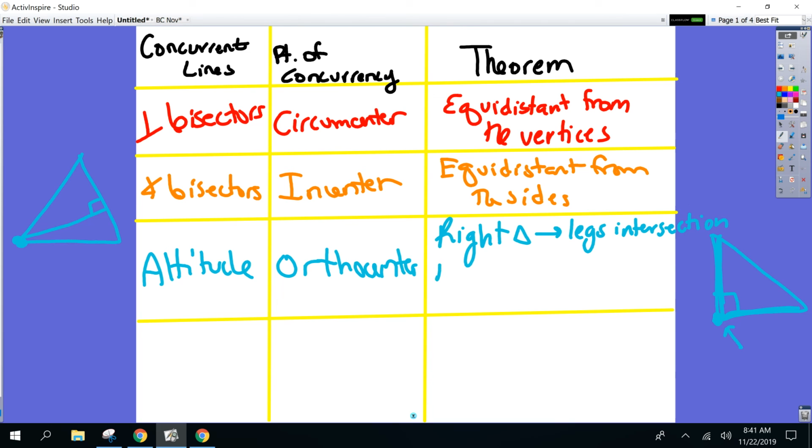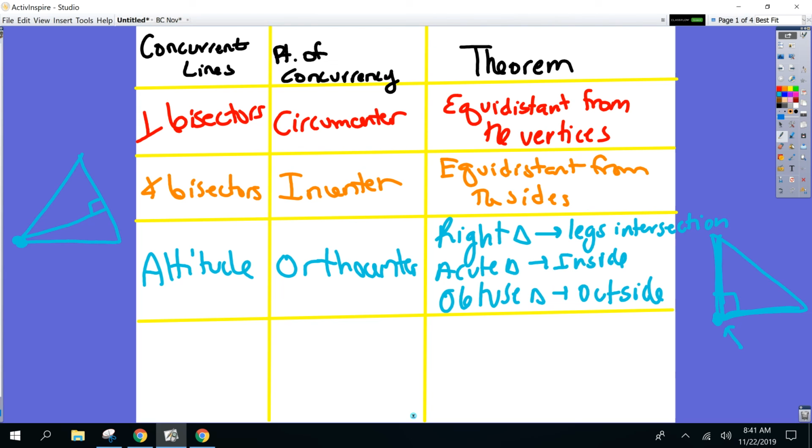What about an acute triangle? Somewhere inside. And what about obtuse? Outside. Don't be surprised. Maybe I'll have you graph a triangle and it ends up being right. Where's the orthocenter? Give me the point of the orthocenter.